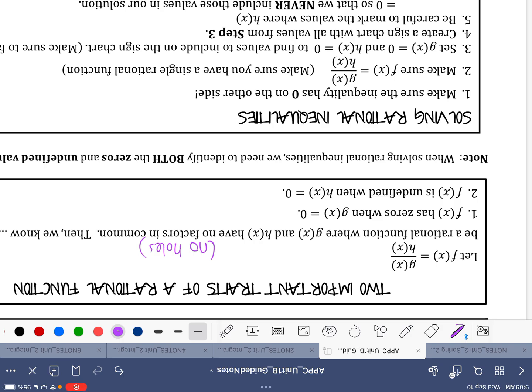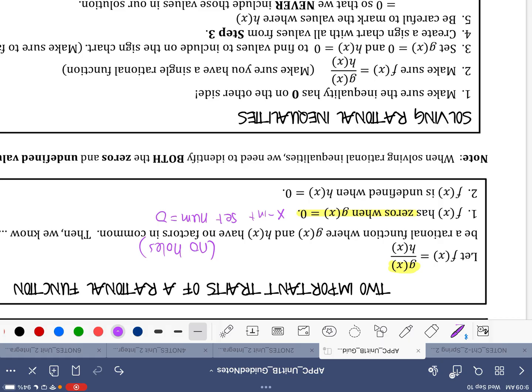Then the zeros of the entire function come from, not in highlighter, the numerator. So the zeros, aka the x-intercepts, we set the numerator equal to 0.